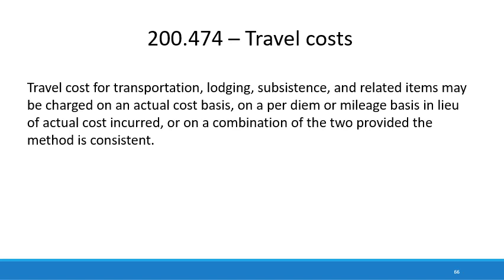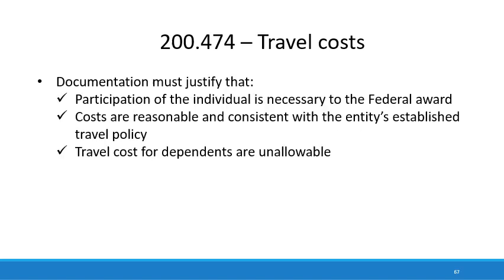Moving on to 200.474 regarding travel cost. So travel costs for transportation, lodging, subsistence, and related items may be charged on an actual cost basis or on a per diem or mileage basis in lieu of actual cost incurred, or on a combination of the two provided that the method used is consistent. Supporting documentation for travel cost should include justification that participation of the individual is necessary to the federal award, that costs are reasonable and consistent with the entity's established travel policy, and also that travel costs for dependents are unallowable.